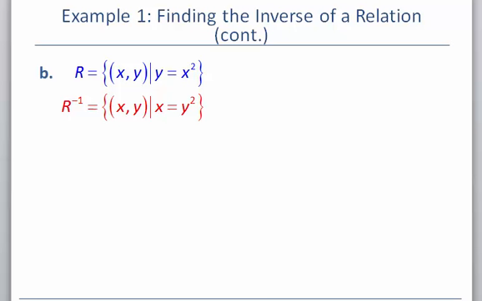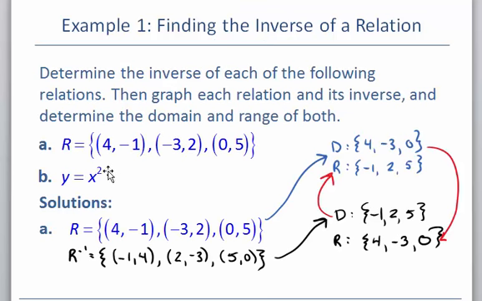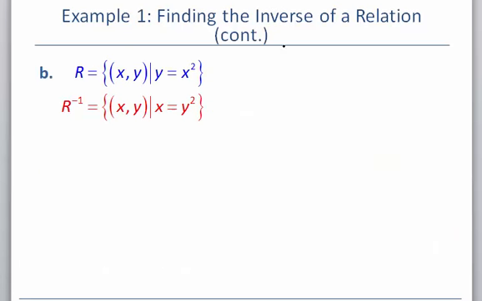All right, let's look at our second example. Our second example asks us to find the inverse of the relation y is equal to x squared. So this is part B. We have y is equal to x squared. So our original relation was y is equal to x squared, and we're being asked to find the inverse relation.